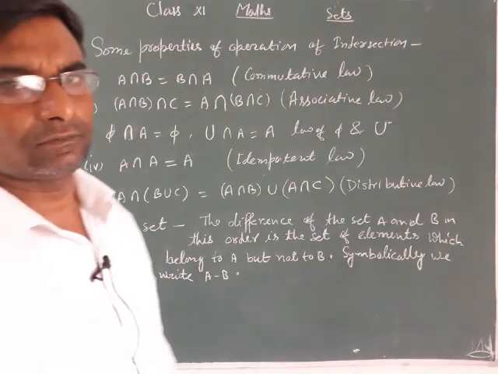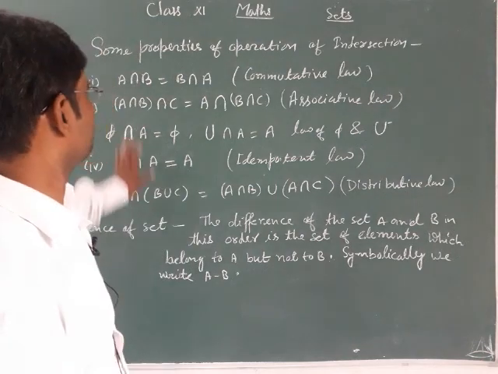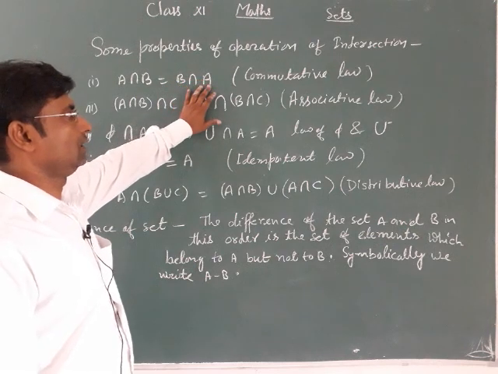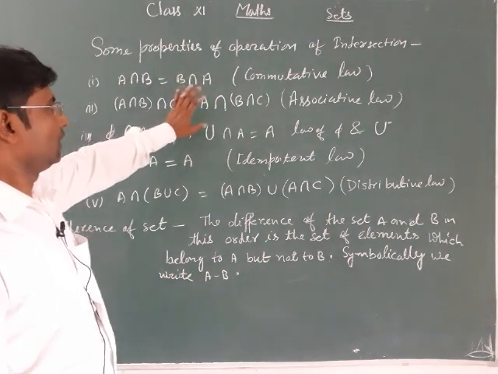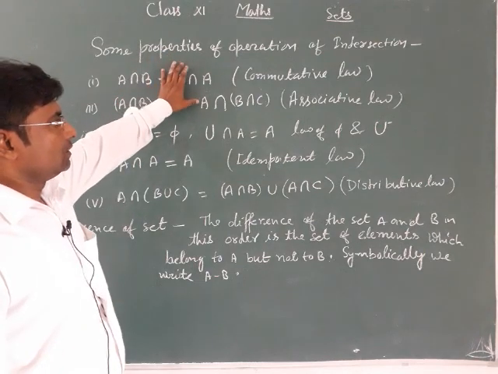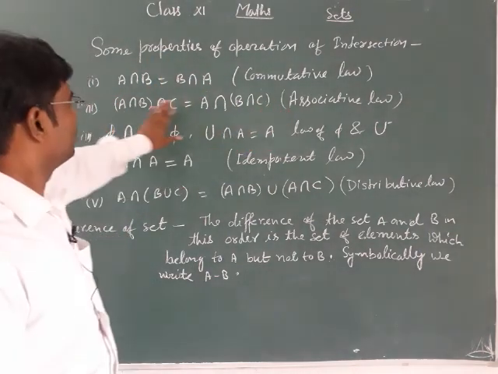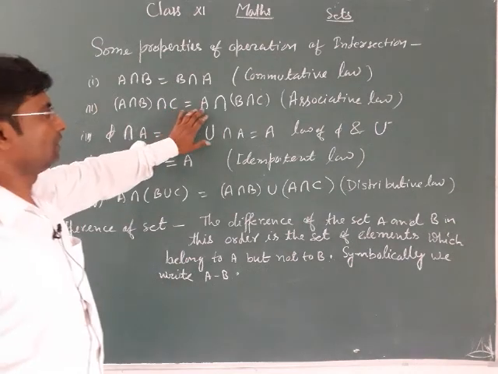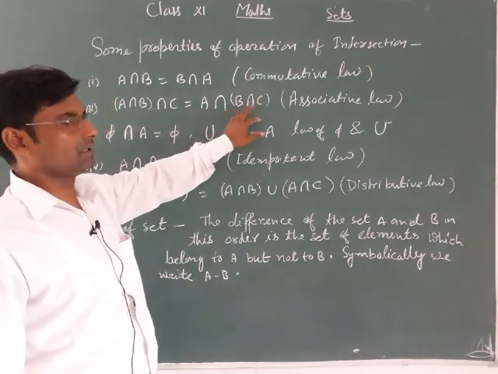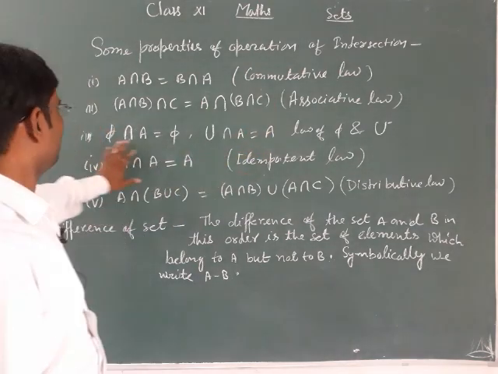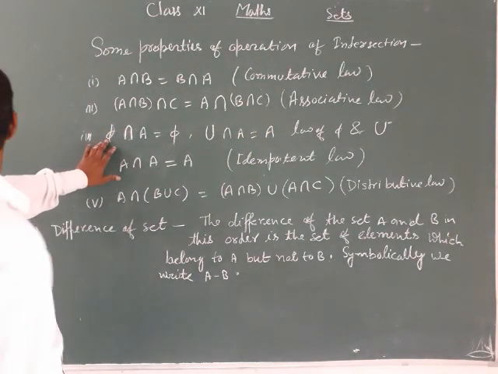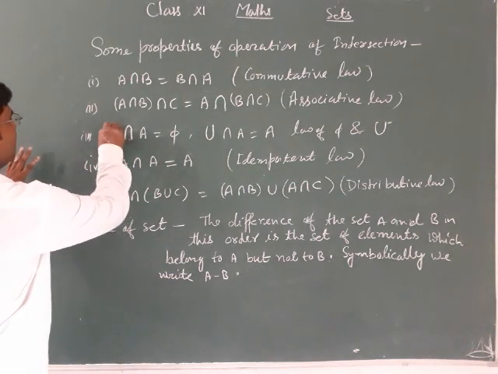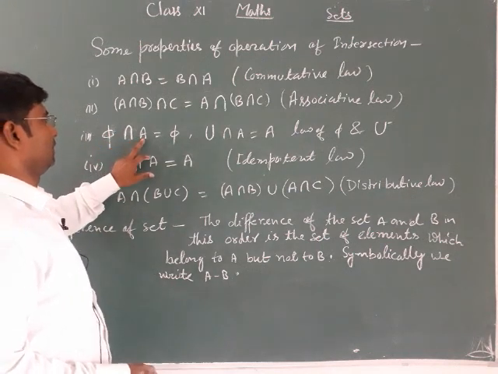Some properties of the operation of intersection. First property: A intersection B is equal to B intersection A. This is the commutative law. Another property: intersection follows the associative law. So (A intersection B) intersection C is taken as A intersection (B intersection C). And third, phi intersection A, phi being the empty set, intersection A.